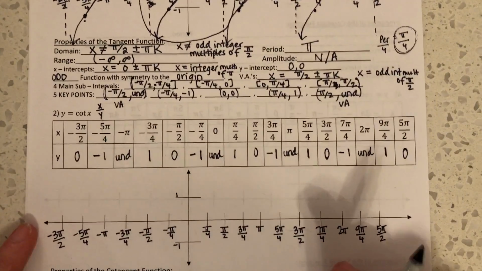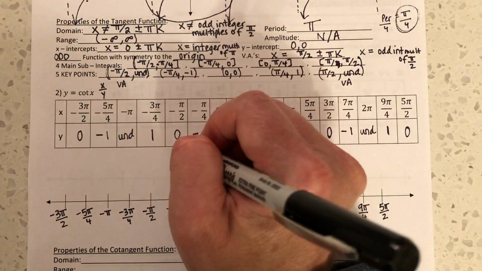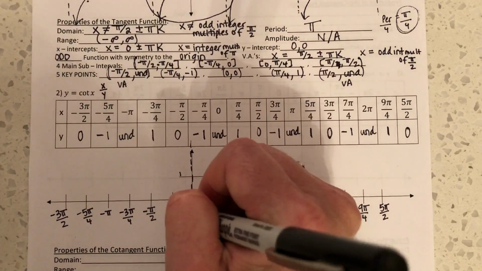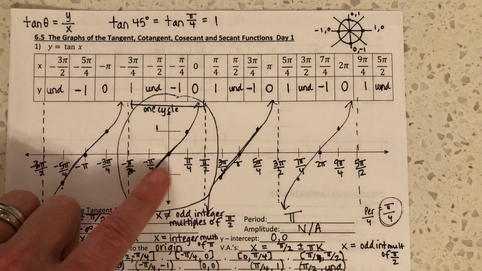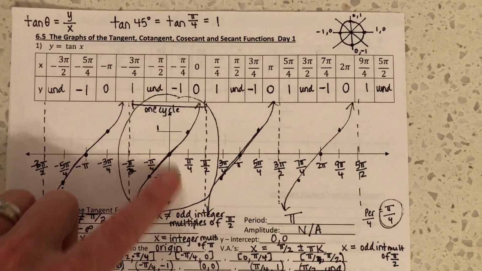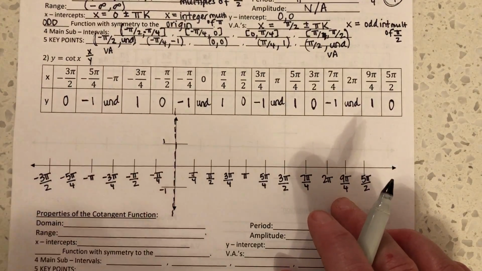Okay, this time, when 0 goes into the cotangent function, now an undefined comes out. So the cotangent starts at an undefined. So that's the major difference between tangent and cotangent. Tangent starts at 0. It does not start at an undefined. Cotangent starts at undefined, okay?